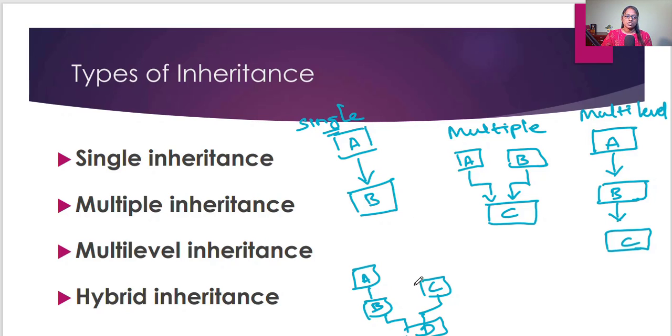So for the combination of all types of inheritance, we cannot say only one type of inheritance is there. There may be multiple, multi-level and single, everything is there. The combination of all types of inheritance is called hybrid inheritance.